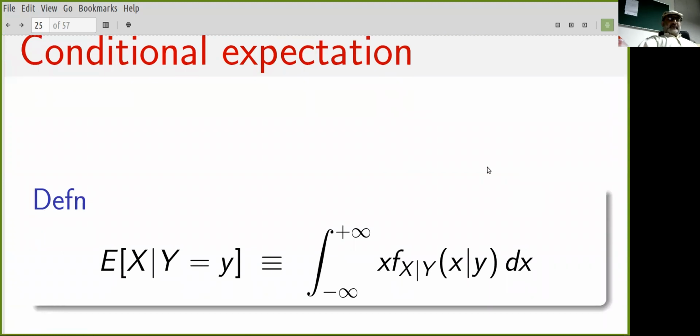And in the discrete case, we had a conditional expectation, and that was given by a sum. In the continuous case, it would be given by an integral. So if we've got continuous x and y, the expectation of x given y is defined as the integral over x from minus infinity to infinity of x times the conditional for x given y.